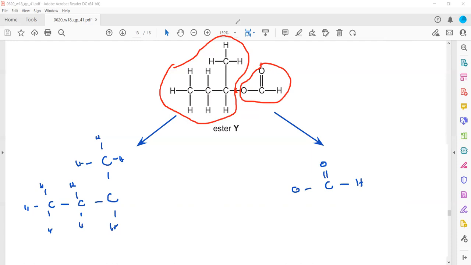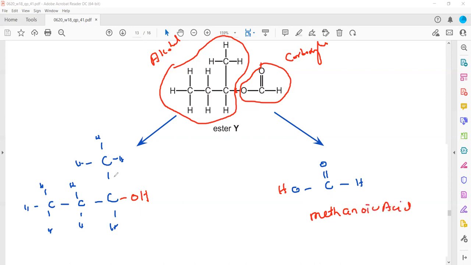So how to complete this structure? Because the part which is attached with oxygen is coming from alcohol, and the other part is from carboxylic acid. So this will come from alcohol, so OH should be there, and this is coming from carboxylic acid, so H should be there. And what is the name of this acid? One carbon is there, so it will be meth, single bond, and oic acid. So this is methanoic acid.